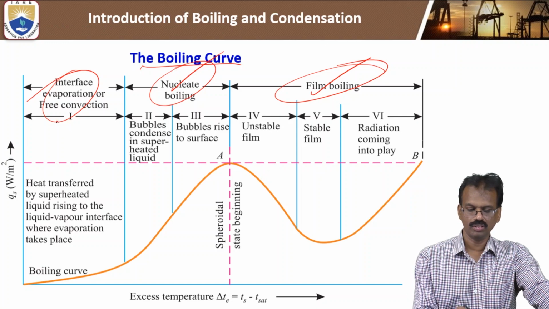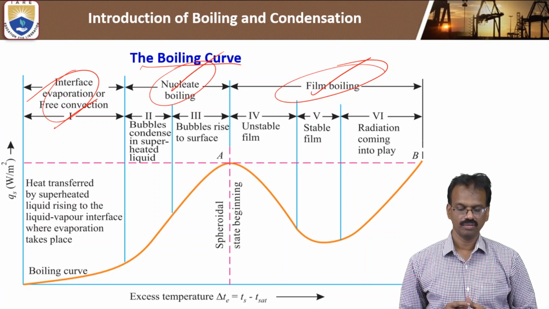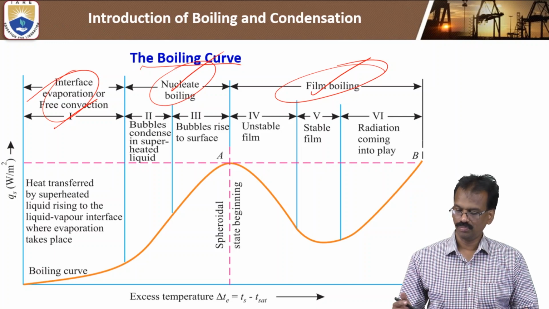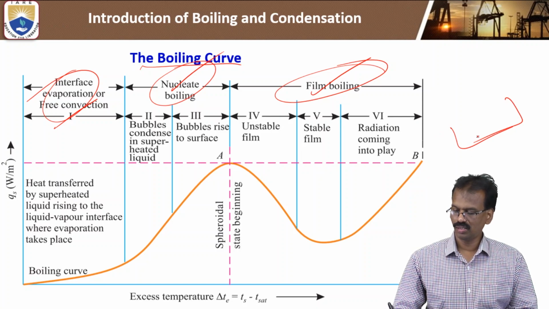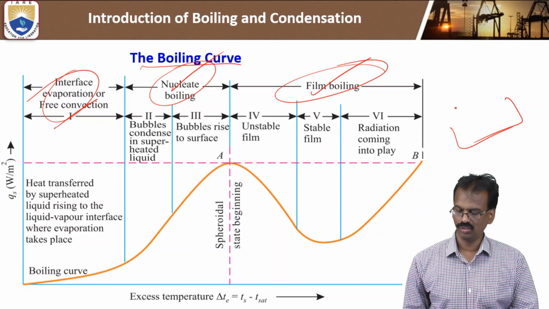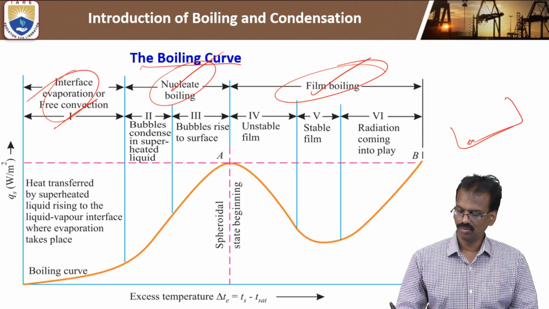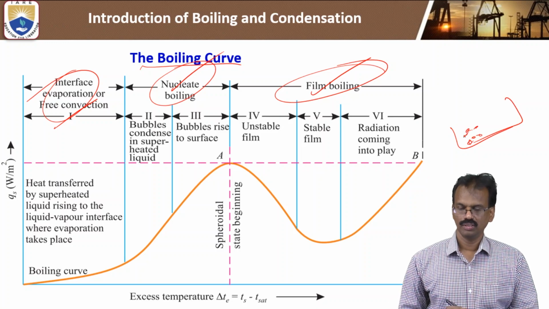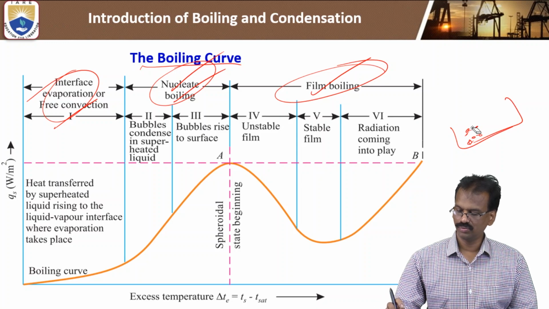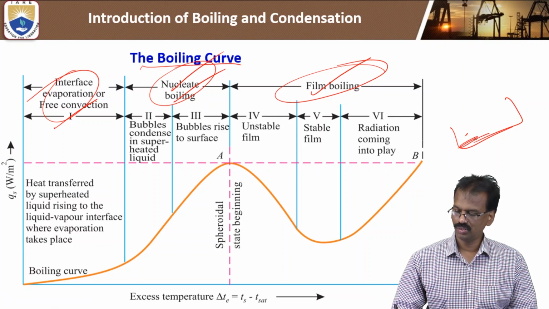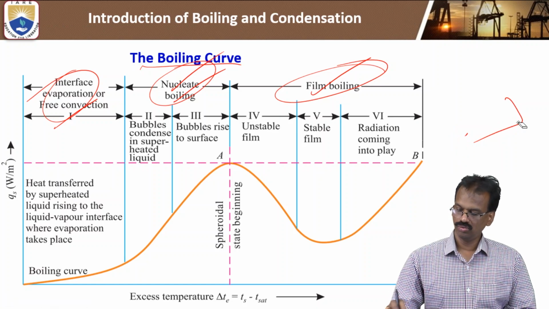So first, free convection. Free convection means heat is transferred from the solid surface to the liquid. Next we'll see the formation of the bubbles, so that is the second phase. Third, we'll see the formation of the film, like this one. So this one is the third phase. We'll see them one by one.